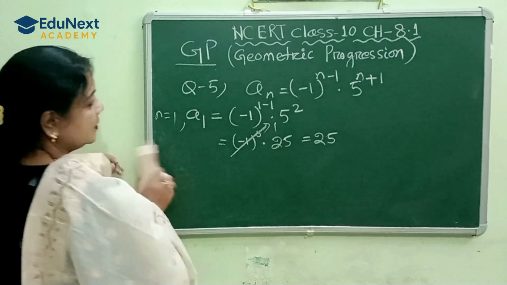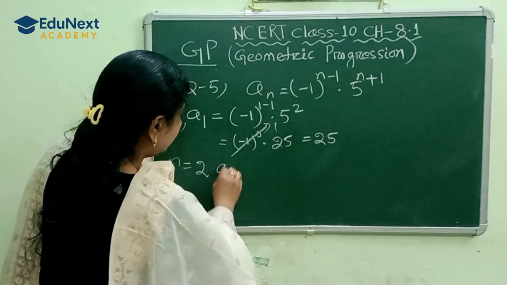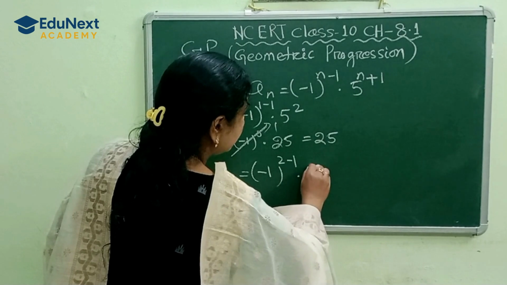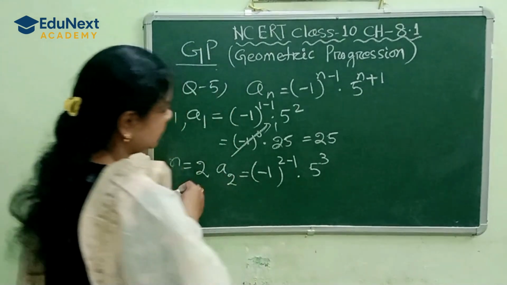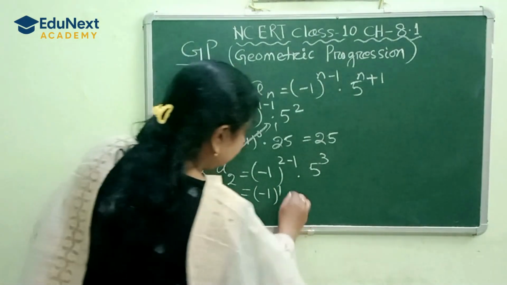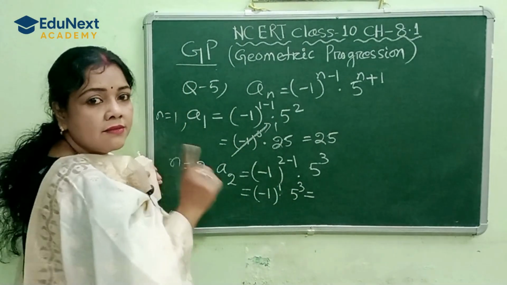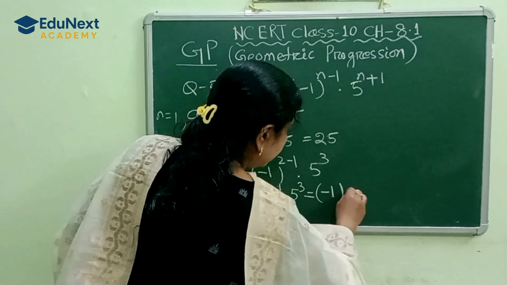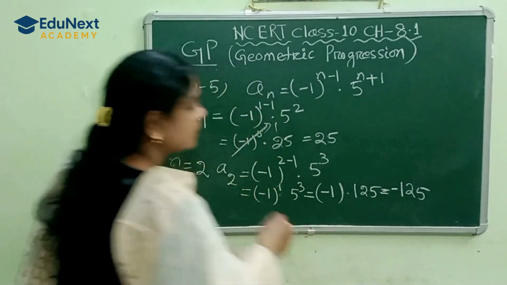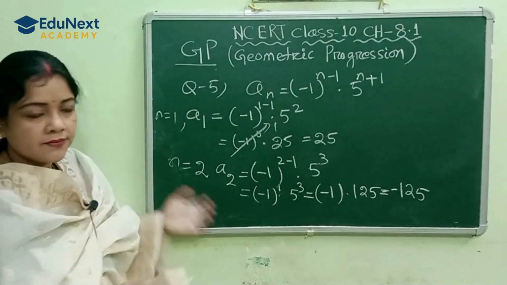Now at n = 2, a2 is equal to (-1) to the power 2 minus 1 into 5 cube. Now see, this is minus 1 to the power 1. So 5 cube, 125. This minus 1 to the power 1 is always minus 1. That is minus 1 into 125, that is minus 125. Now let us find out another 3 terms.